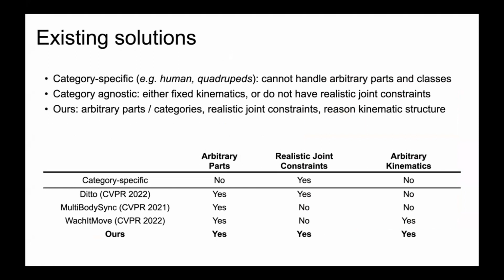There's obviously a lot of past work on this problem. Crucially, I think past work either builds category-specific models, for humans and quadrupeds and so forth, or does category-agnostic work, but they either work with fixed kinematic trees or do not have realistic joint constraints. Whereas what we are trying to do is tackle arbitrary parts and categories with realistic joint constraints and reasonable kinematic structure jointly.